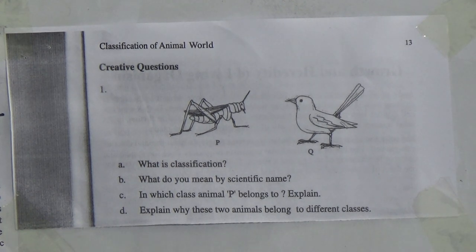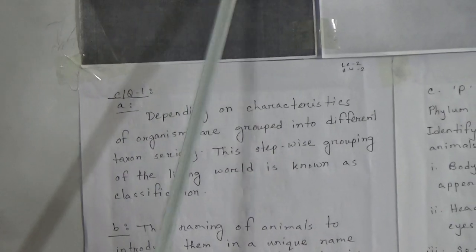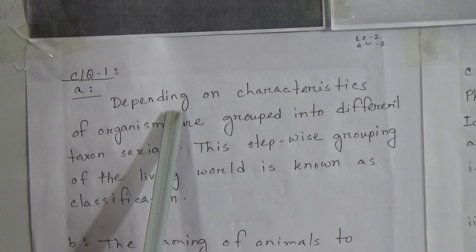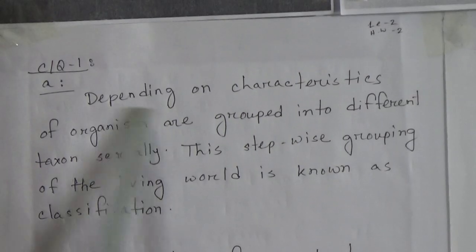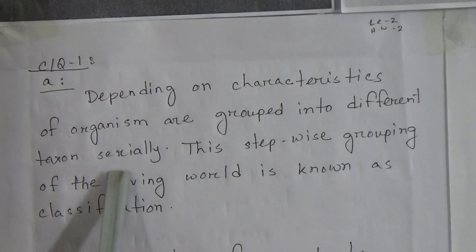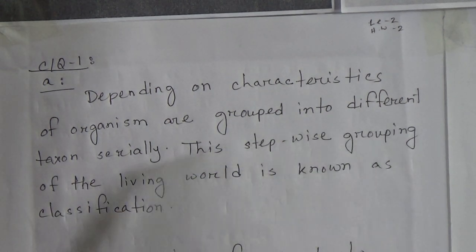My dear students, now come to the answer of question number A, what is classification? From the whole chapter, while we read it out, we have already learned the definition of classification. We can write like this: depending on characteristics, organisms are grouped into different taxons. This stepwise grouping of the living world is known as classification.